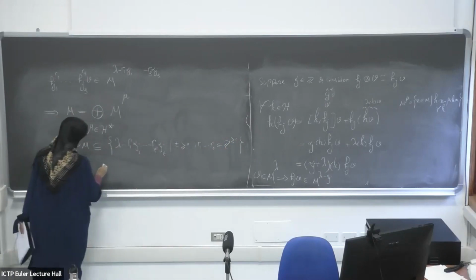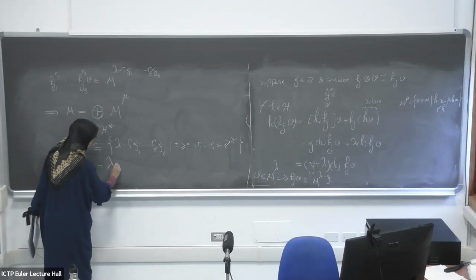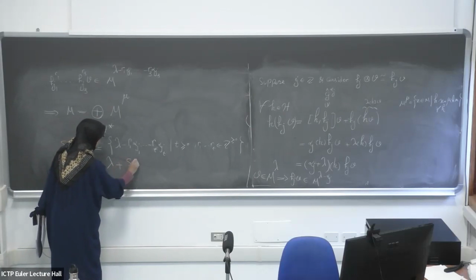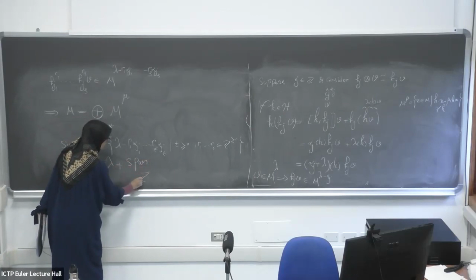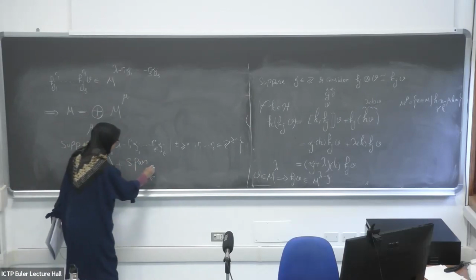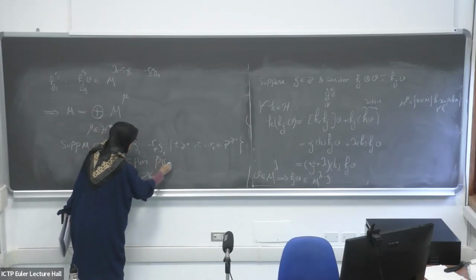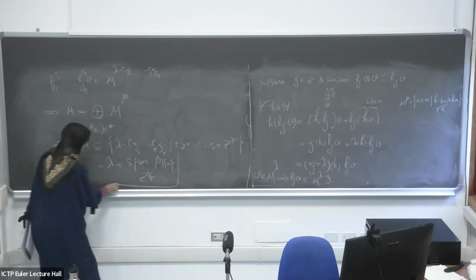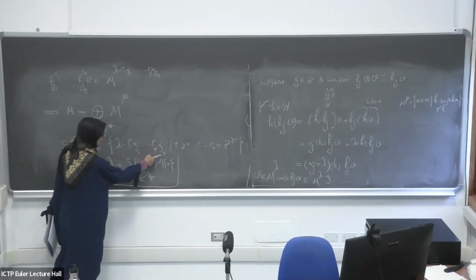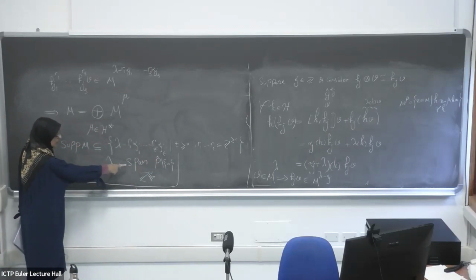It means that it is a subset of lambda plus the span over non-positive integers of p hat minus 0. You remember alpha j1 up to alpha jt are elements of p hat minus 0. So the support of M is a subset of this.